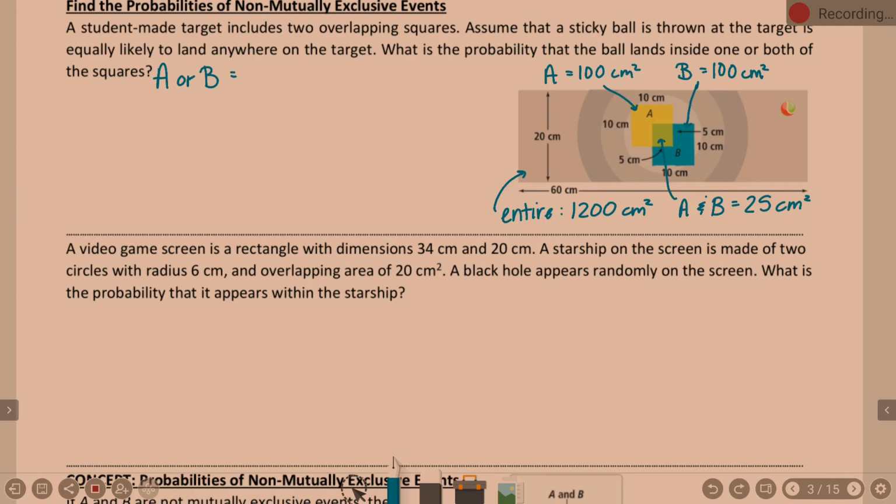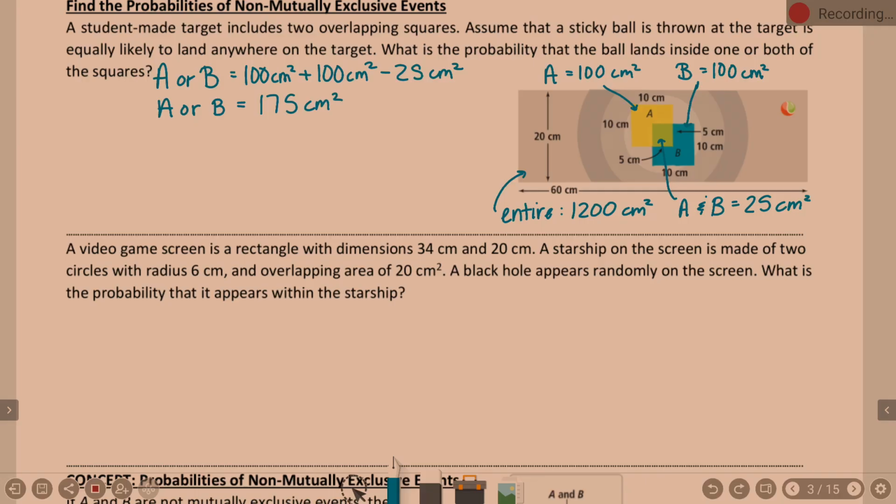Okay, so the idea that A is 100 square centimeters plus B is 100 square centimeters, so that's 200 square centimeters, right? But does the sticky ball have 200 square centimeters to land in? No, because there's that overlapping corner, right? And that overlapping corner, we only want to count it once, so we need to subtract off 25 square centimeters. So A or B has an area of 175 square centimeters.